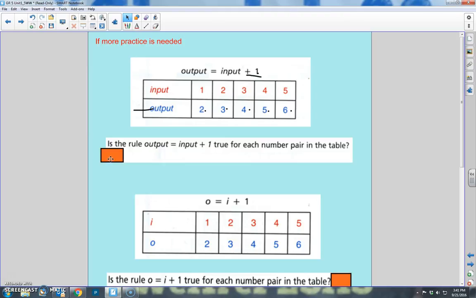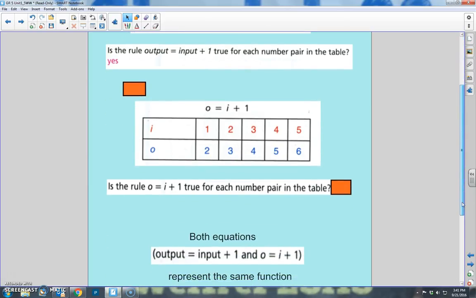Is the rule output equals input plus 1 true for each number pair in this table? Yeah, this is true. It's all true. Yep, that all works out. No problem at all. Okay?